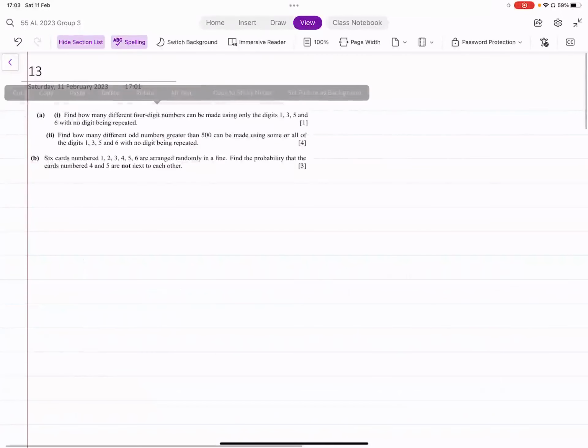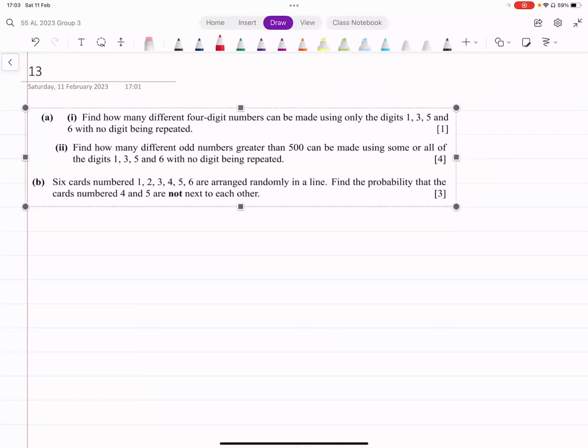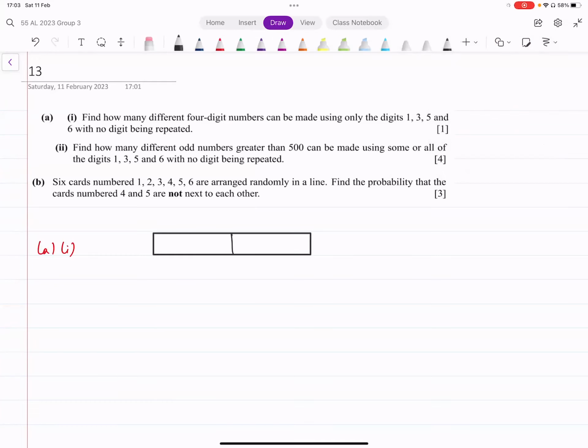All right, let's start with this. Find how many different 4-digit numbers can be made using only the digits 1, 3, 5, and 6 with no digit being repeated. Now that's pretty straightforward. You've got a 4-digit number. So how many places do you have? You've got 4 places for that, right? And the digits that can be used are 1, 3, 5, and 6, and no digit can be repeated.